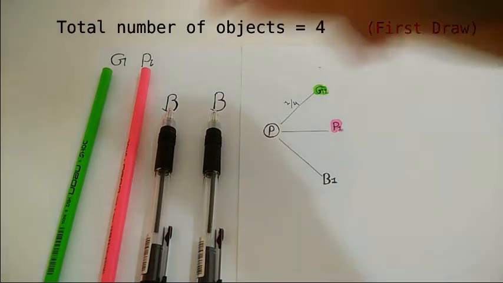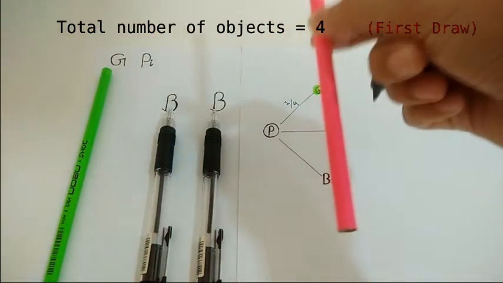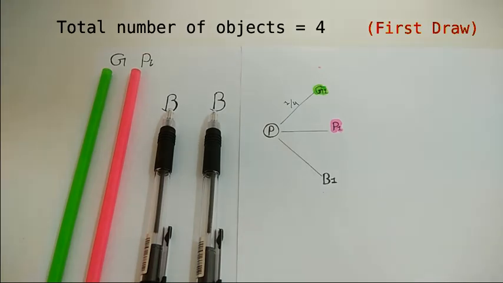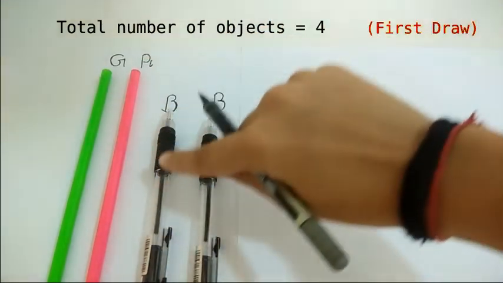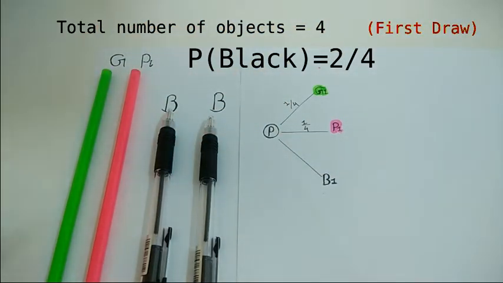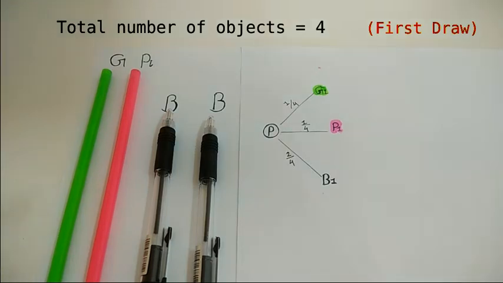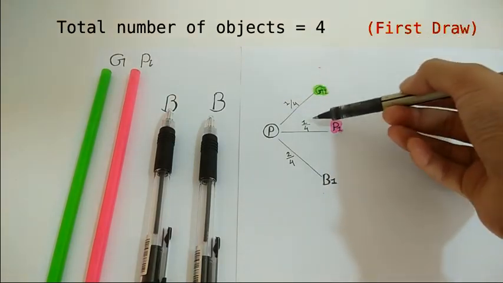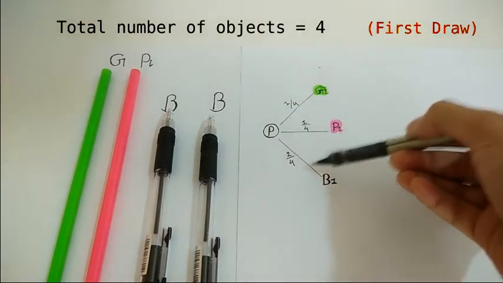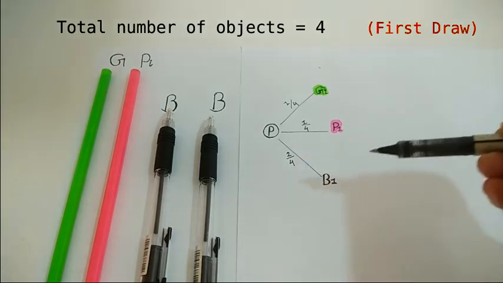Now what is the probability of getting a pink in the first row? It is again 1 by 4, so let's write it. Now, what is the probability of getting a black in the first row? It is 2 by 4 because we have 2 black pens in 4 objects. So let's write it. So here we have written all the probabilities, that is 1 by 4 for green in the first row, 1 by 4 for pink in the first row, 2 by 4 for black in the first row.